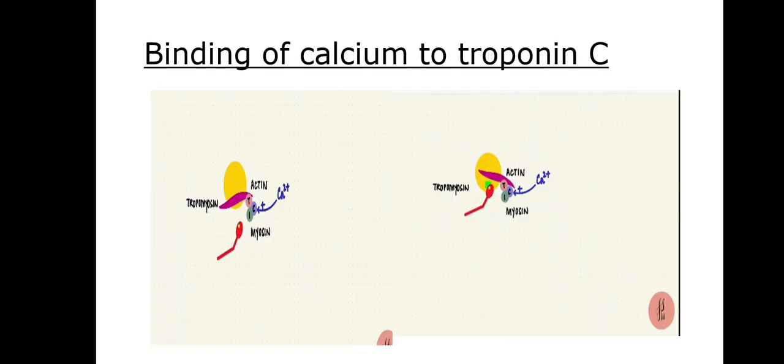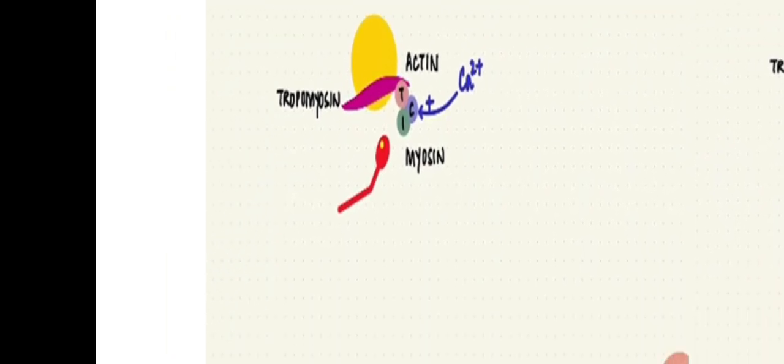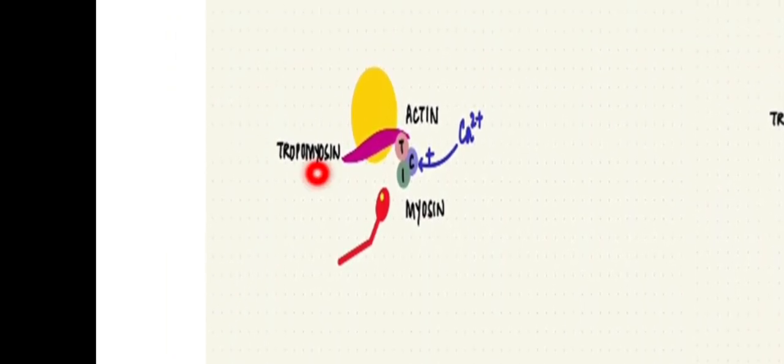Okay, let's see what happens. Binding of calcium to troponin C. Let's see the first image. In the first image, actin and myosin should bind. But on the active site here, you can see this purple thing. I'm not very good with colors, but yes, purple here. This is the active site for actin, where myosin should bind. But at rest, tropomyosin is the one which is bound to it.